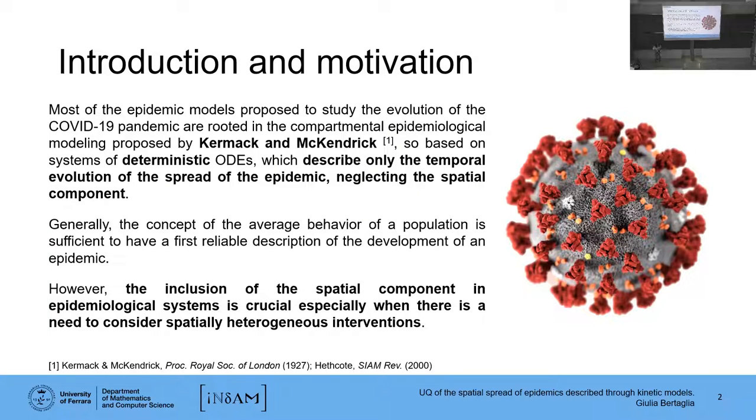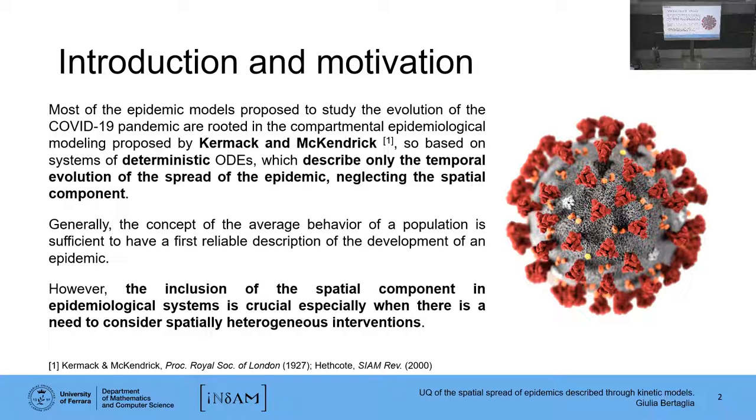So we have seen that with the advent of the COVID-19 pandemic, a lot of researchers started to work on epidemic models, trying to propose some new mathematical models to study the evolution of the spread of this pandemic with methods that are increasingly suitable to study the specific features of this coronavirus. And most of these models, proposed to study COVID-19 or other infectious diseases, are based on the work by Kermack and McKendrick, so compartmental epidemiological models, which are based on deterministic ordinary differential equations, which describe the temporal evolution of the spread of the epidemic, neglecting the spatial component in favor of an assumption of homogeneity on the territory and on the population.